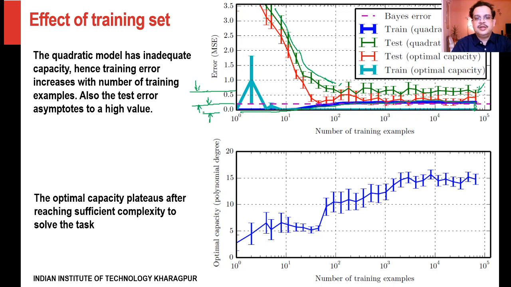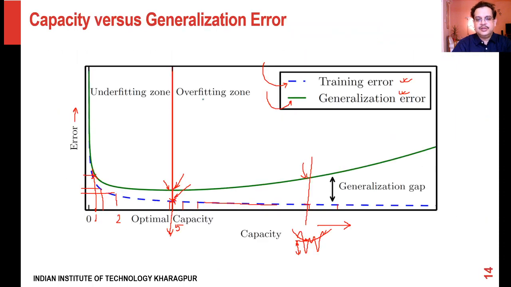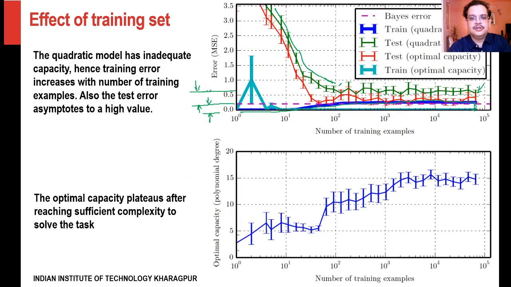So this is my generalization error. The generalization gap, as we saw in this, is the gap between the curve for the training error and the curve for the generalization error. So you see that this is the gap that you see here. Now this gap is because the quadratic function is not optimally fitting. It's not the optimal capacity one.